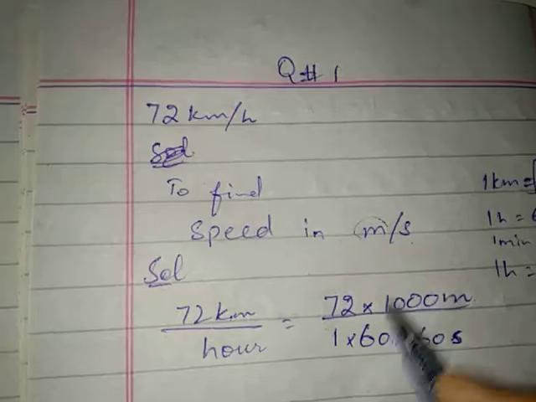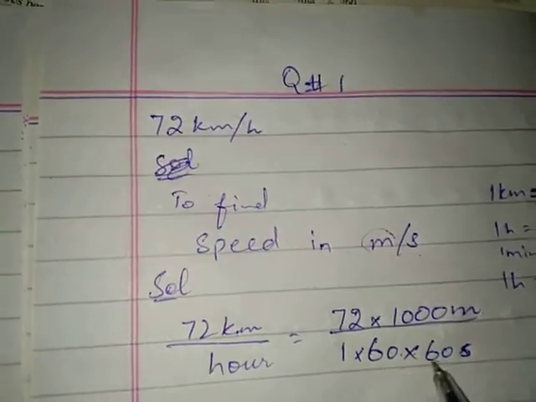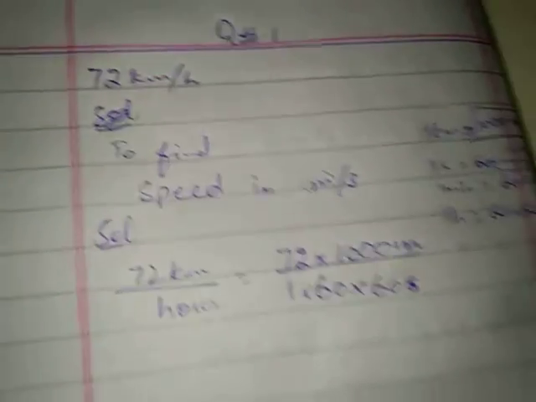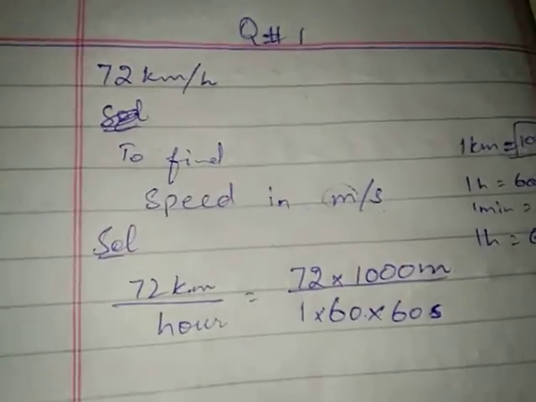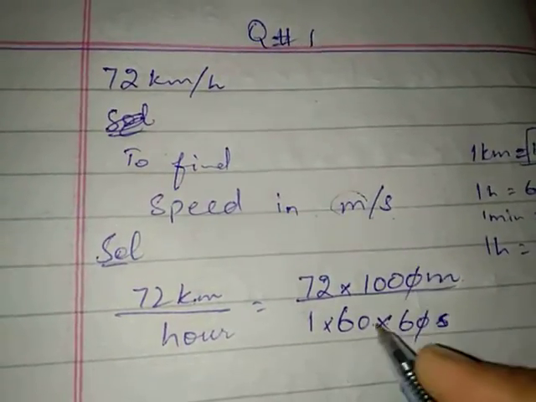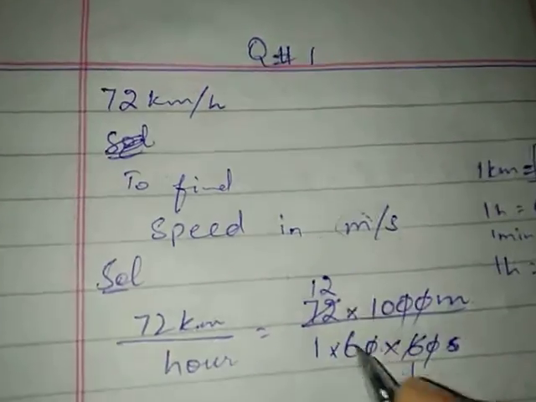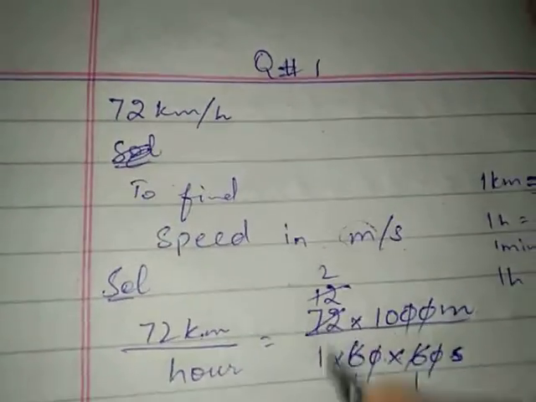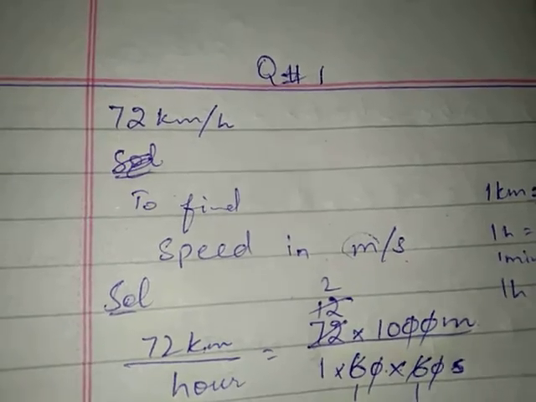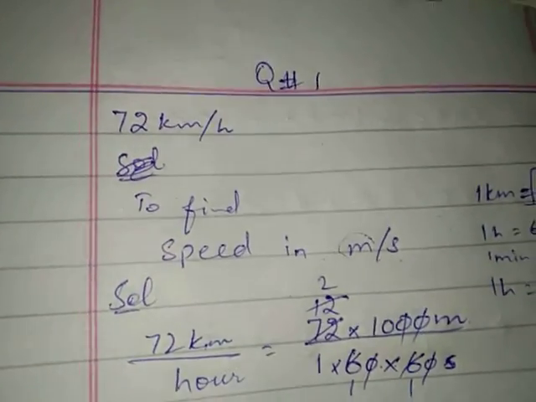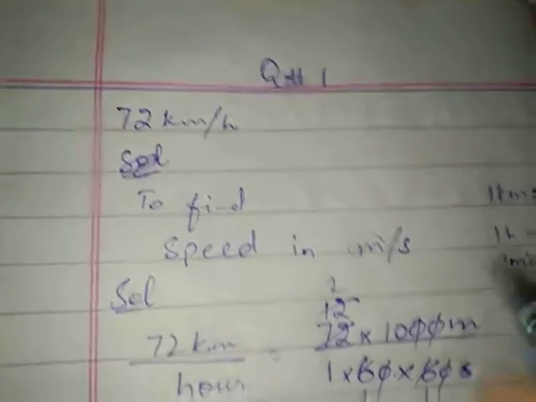Write meters: 1000 multiplied by 72 and divided by 60 multiplied by 60, or 3600 simply. Now simplify it. The zeros will cancel out. 6 1s are 6, 6 1s are 6, 6 2s are 12, 6 1s are 6, 6 2s are 12. So 2 multiplied by 10 meters per second is equal to 20 meters per second.